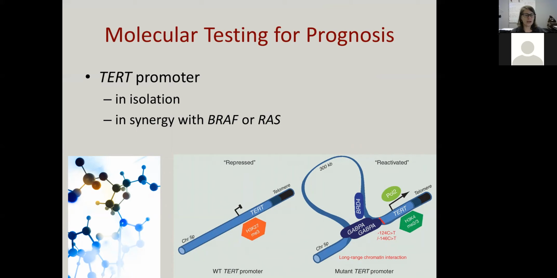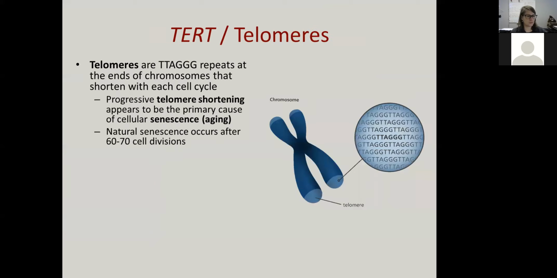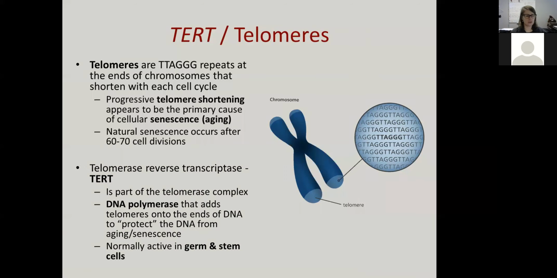TERT promoter mutation can either be found in isolation or concurrently with BRAF or RAS. If it's found in synergy or concurrently with BRAF or RAS, it is thought to be even worse than if found in isolation. So to remind us, telomeres are those repeats at the end of chromosomes that shorten with each cell cycle that appear to cause cellular senescence or aging after a certain number of cell divisions. However, TERT, telomerase reverse transcriptase, basically adds those caps back onto the ends of the chromosomes to protect the DNA from aging or senescence, right?